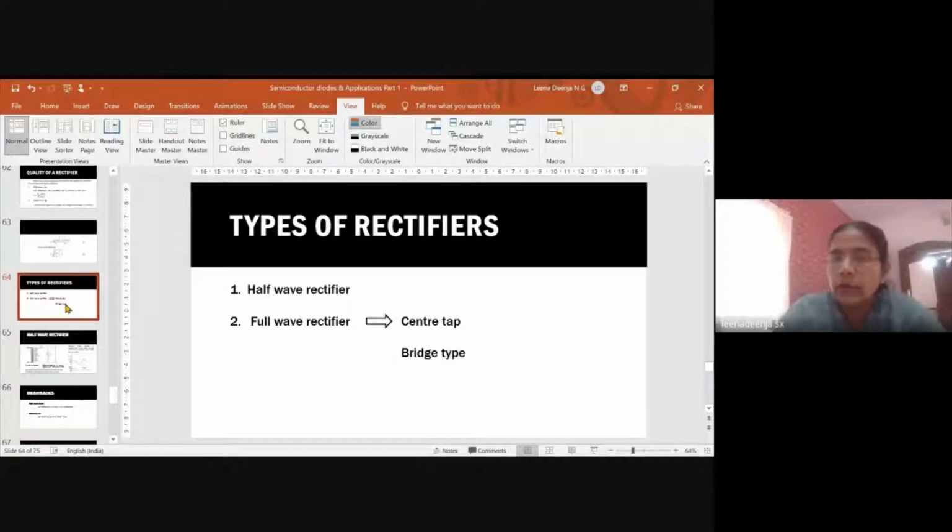There are two diode rectifiers. First one is half wave rectifier and the second one is full wave rectifier. So generally we can classify the rectifiers made up of diodes into two categories, half wave rectifier and full wave rectifier. And again, full wave rectifiers are of two types, center tap full wave rectifier and bridge type full wave rectifier.